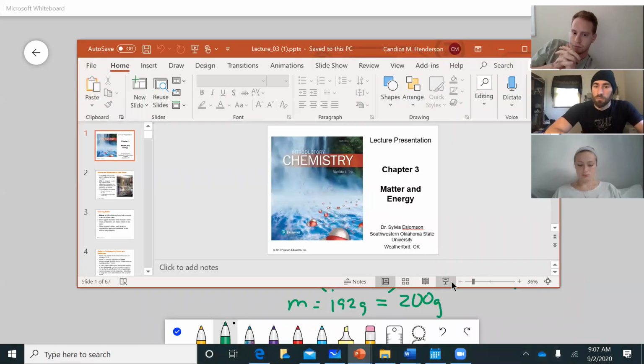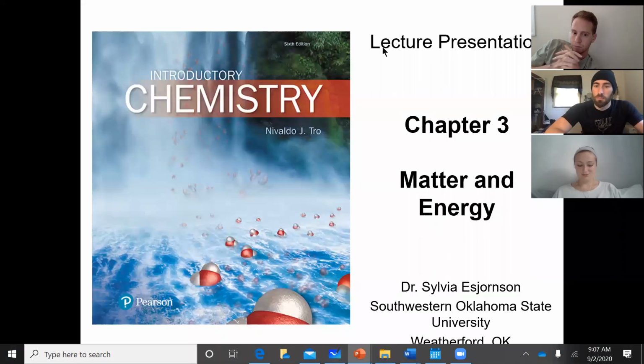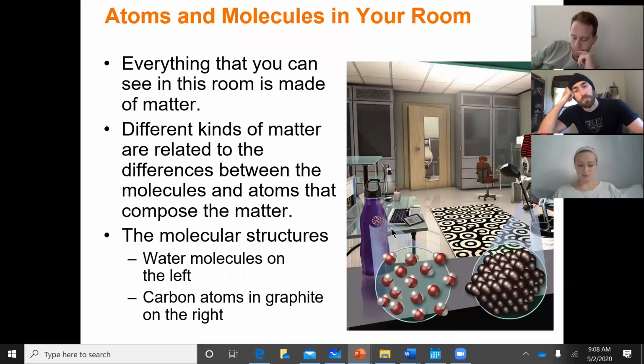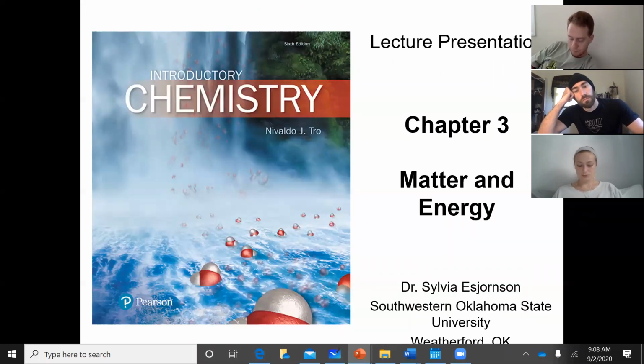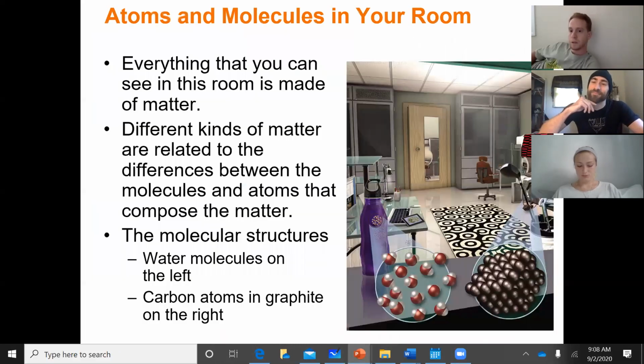Okay, so chapter 3 is a little bit more concept-based. There's some math towards the end. This whole chapter is looking at matter and energy. So when we think of the universe as a whole, we kind of divide the universe into either being matter or energy. Matter is the stuff. Energy is what makes that stuff interesting, what gets it to do something.